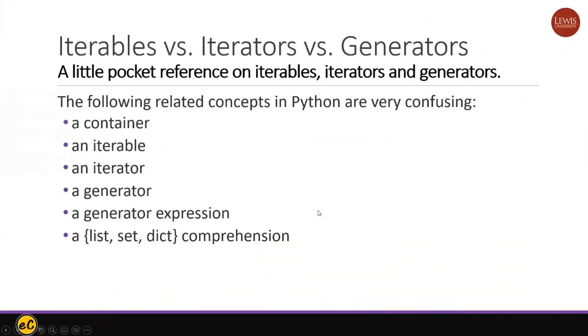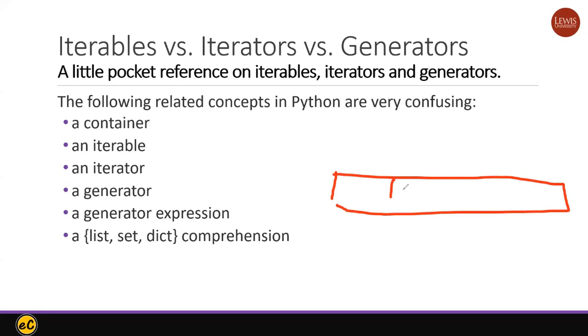Next one is iterables, iterators, and generators, okay? These are new concepts and sometimes very confusing. You must learn them. Usually you have a container or a data structure, say an array list. Iterator and iterable are different.